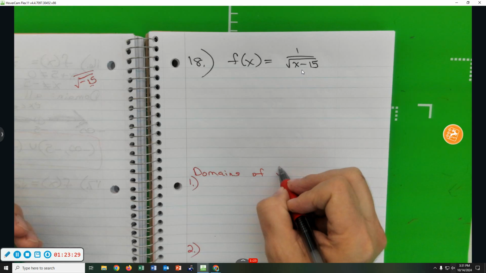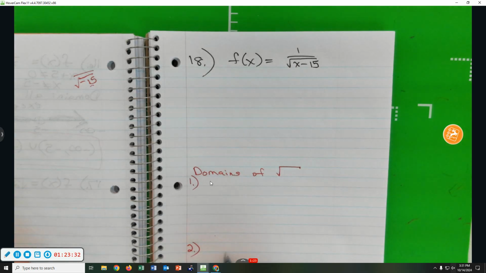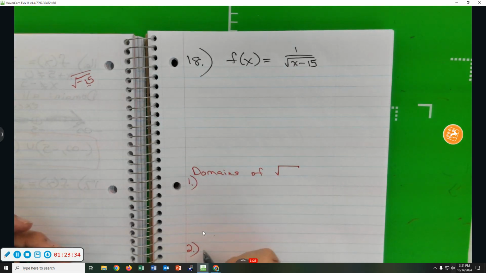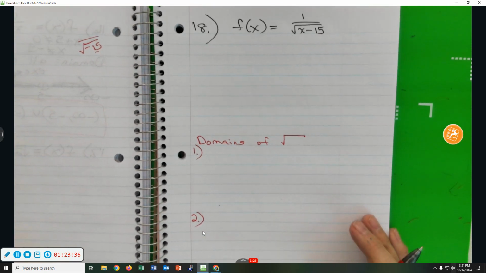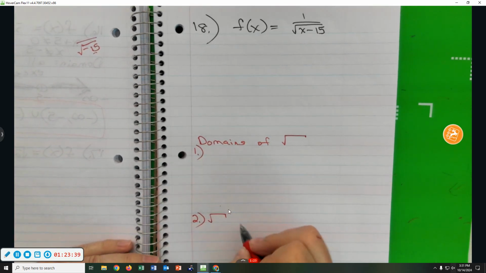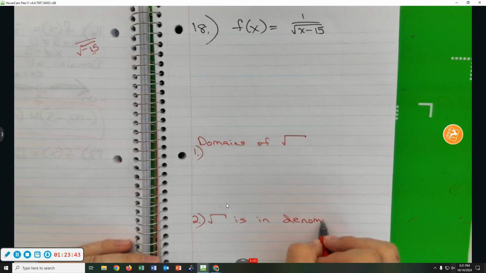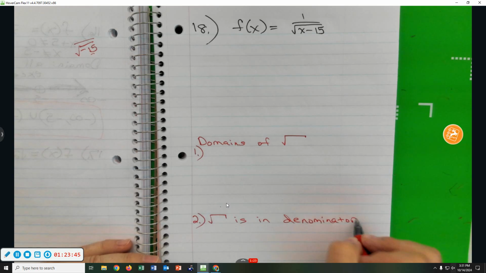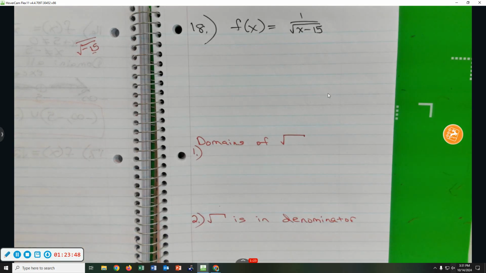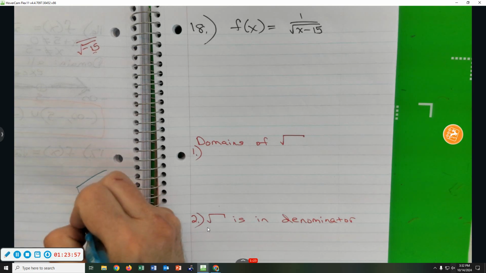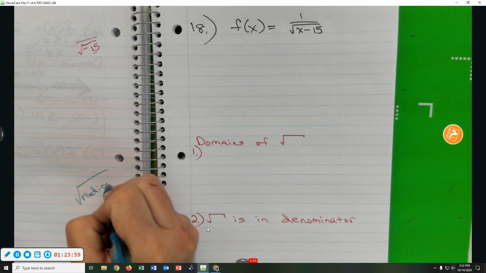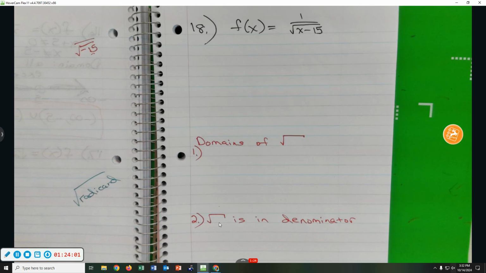I'm looking at the second case first. If the square root is in the denominator, then the thing that's under the square root, recall the thing under the square root is called a radicand. I've used that term before. That's the thing under the square root.